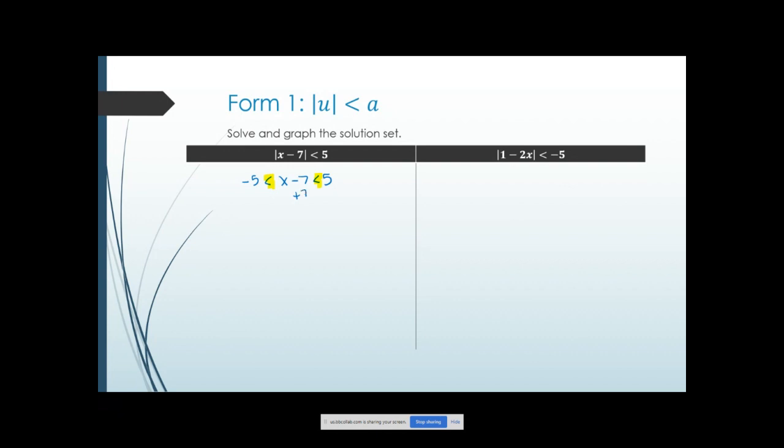So I'm going to add 7 to the 3 sides. Negative 5 plus 7 is 2, 1x less than 12. And so now I'm solved. And now graphing, I have 2 and 12. My x is in between 2 and 12, but does not include 2 and 12, so those are going to be parentheses. And the parentheses are facing where I'm shading. So my interval notation is 2, 12 with parentheses.